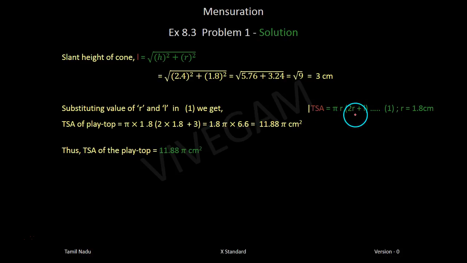So TSA is pi r into 2r plus L. So pi into r is 1.8 into open bracket 2 into 1.8 plus 3. So that will be 1.8 pi into 3.6 plus 3, which is 6.6. So that gives us 11.88 pi centimeter square. So the TSA of the plate top is 11.88 pi centimeter square.